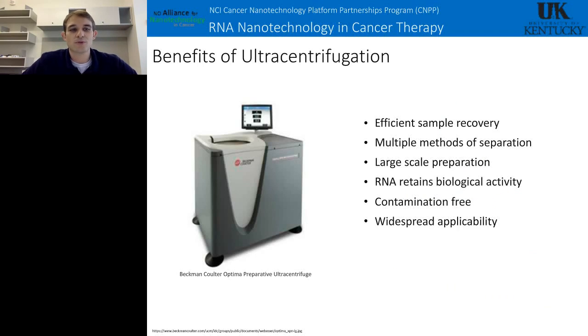So why would we use ultracentrifugation to purify RNA? Ultracentrifugation has lots of advantages over some of these other methods. It has very efficient sample recovery. There's no extraction step. After you fractionate your gradient, all you do is some type of dialysis or ethanol precipitation to remove your salts. There are multiple methods of separation, as I'll show you on the next slide, and multiple types of gradients you can use, so it has widespread applicability.